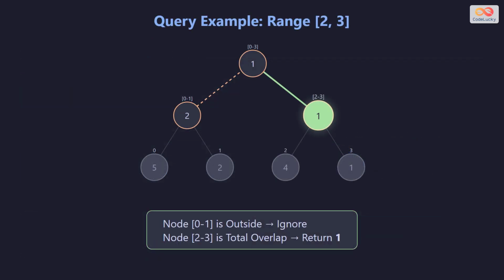Let's trace a query for the range 2 to 3. We start at the root. The left child covers indices 0 to 1, which is outside our range, so we ignore it. The right child covers indices 2 to 3. This is a total overlap with our query, so we immediately return the value stored in that node, which is 1. We found the answer without visiting the individual leaves.